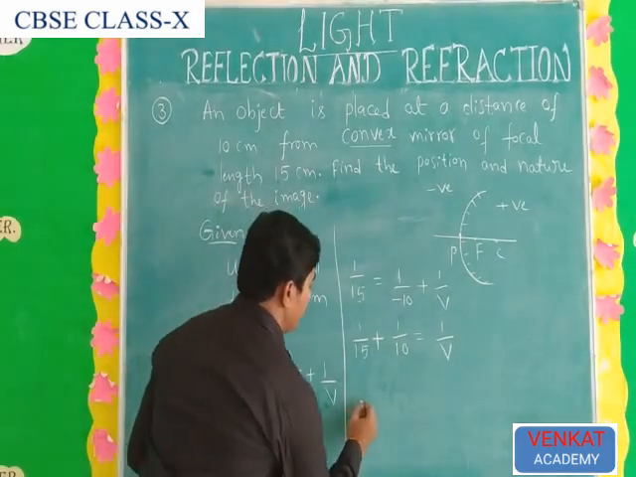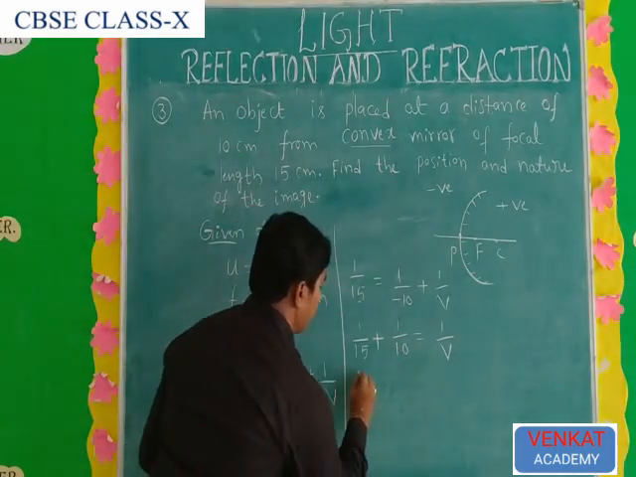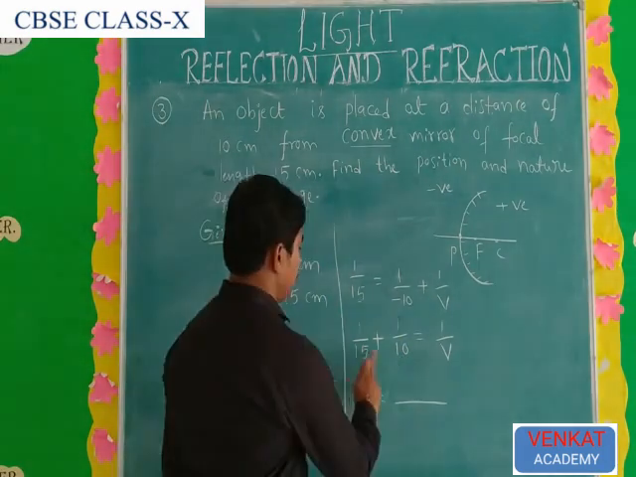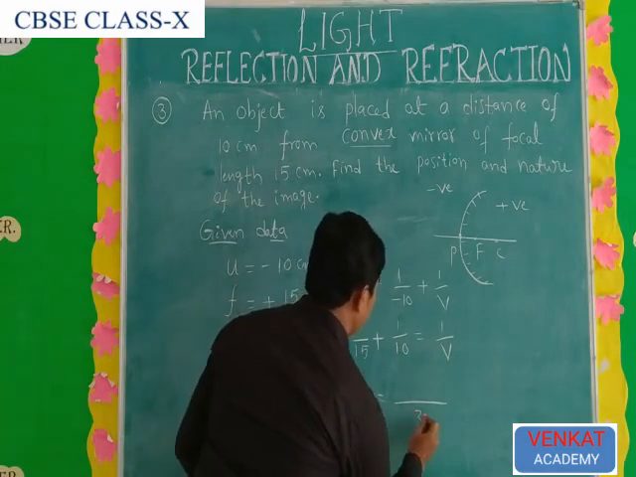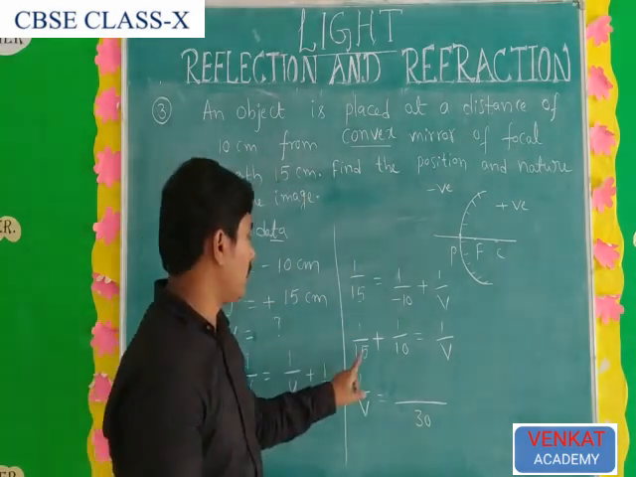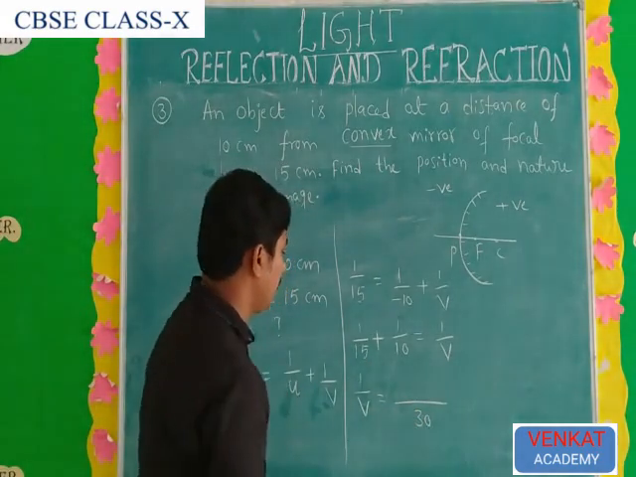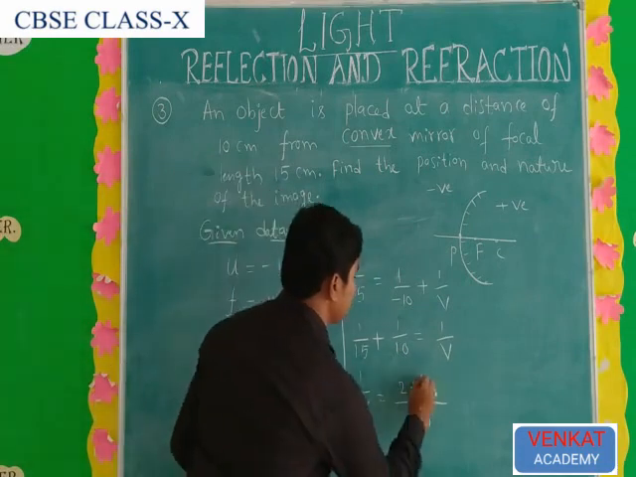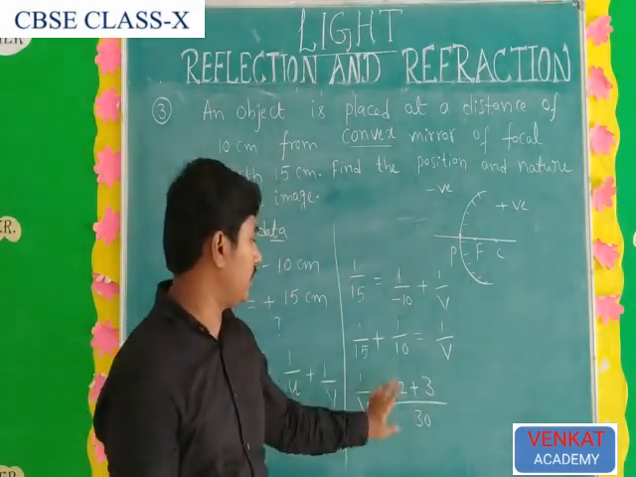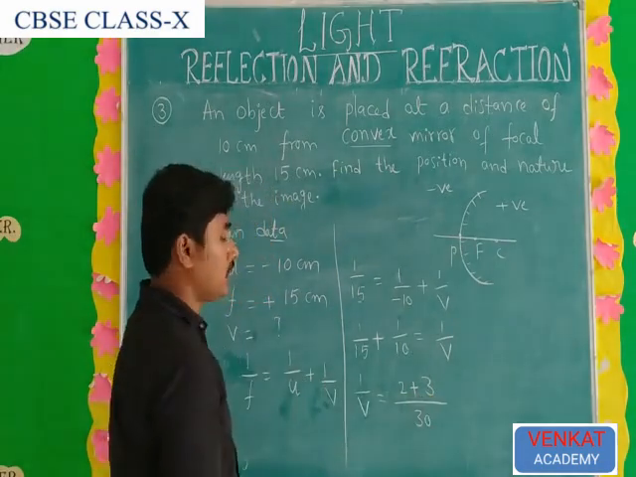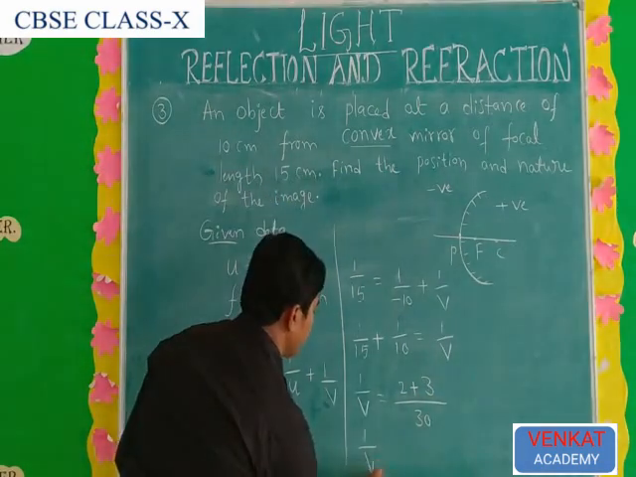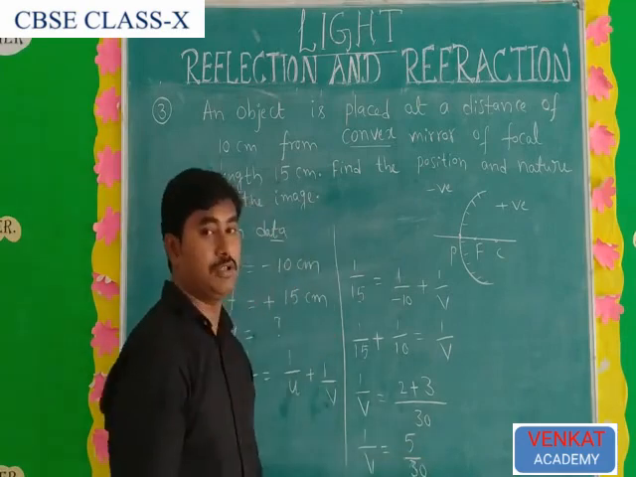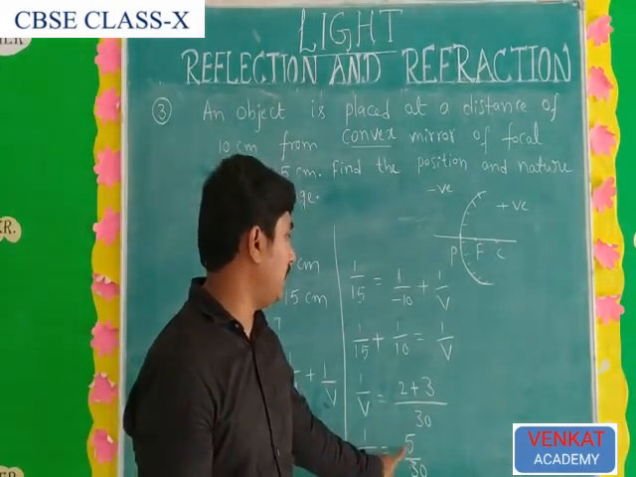Now you should take the LCM of 15 and 10. What is the LCM? You should take 30 as the LCM. So 15 twos are 30, and 10 threes are 30. So 2 plus 3, how much is 2 plus 3? 1 by V is equal to 5 by 30.